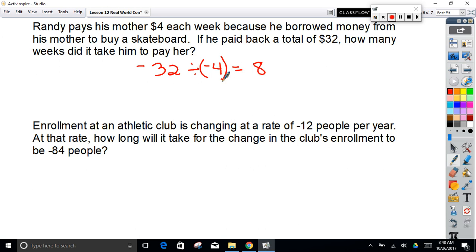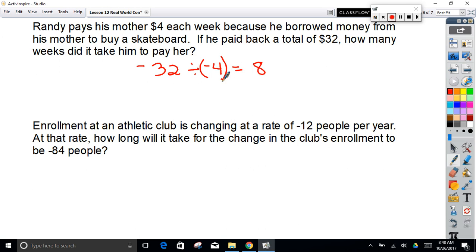So we could also write that in terms of negative. Okay, let's look at the next one. Enrollment at an athletic club is changing at a rate of negative 12 people per year. At that rate, how long will it take for the change in the club's enrollment to be negative 84 people?